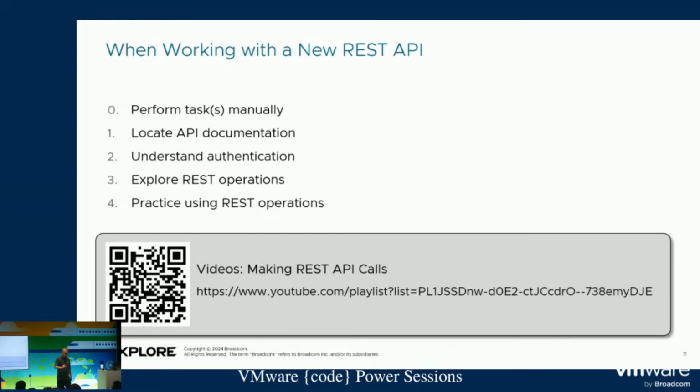Then in step number 1, whenever I'm working with a new REST API, I go look for the API documentation. Sometimes you'll discover there is none. Fortunately, VMware is really good about providing API documentation, and I'm going to show you how to get to that. The first thing I look at in that documentation is what kind of authentication mechanism this REST server is using? Because if I can't authenticate, there's very little I'm going to be able to do through that API.